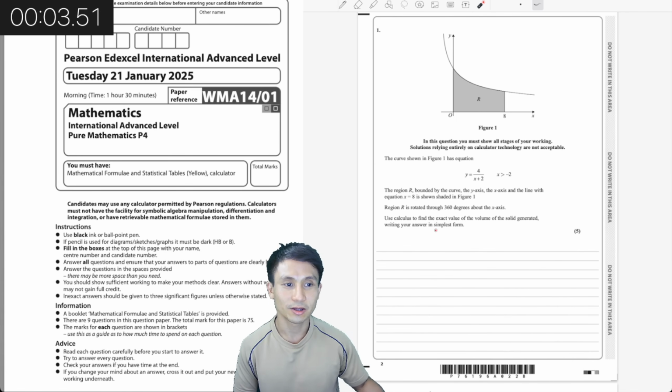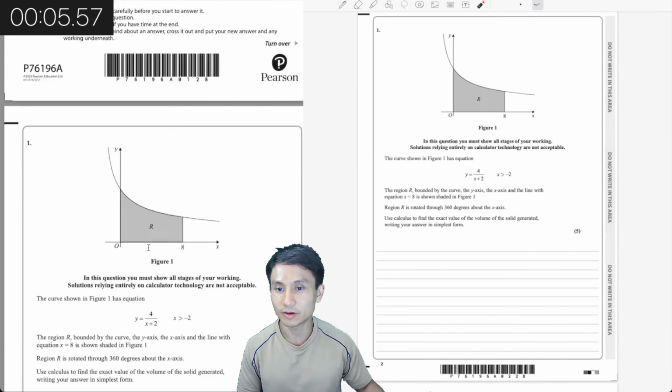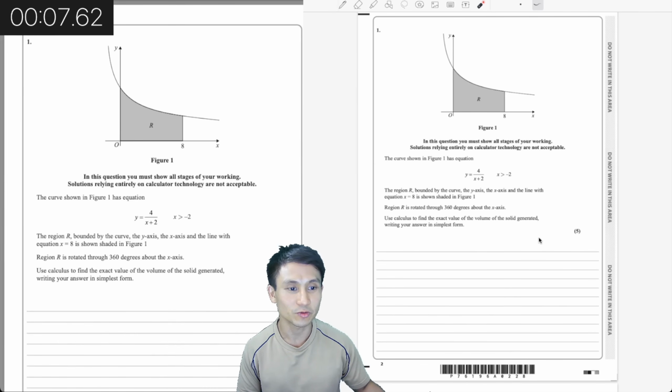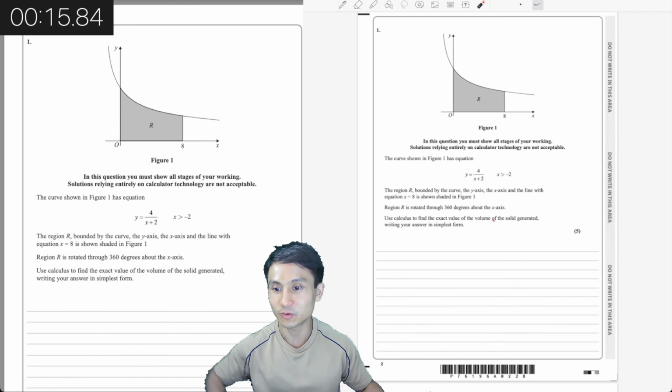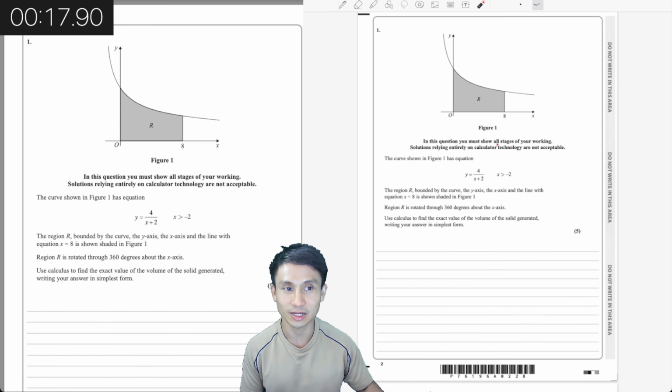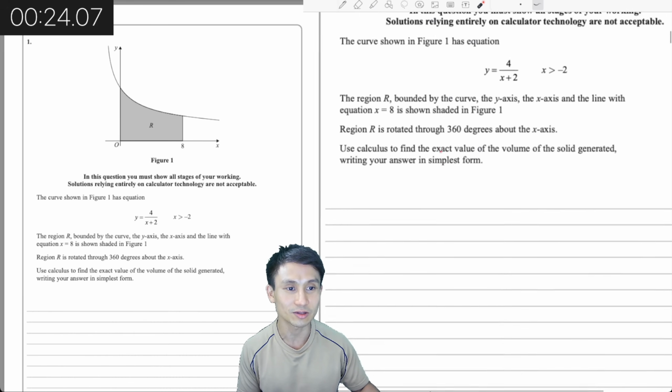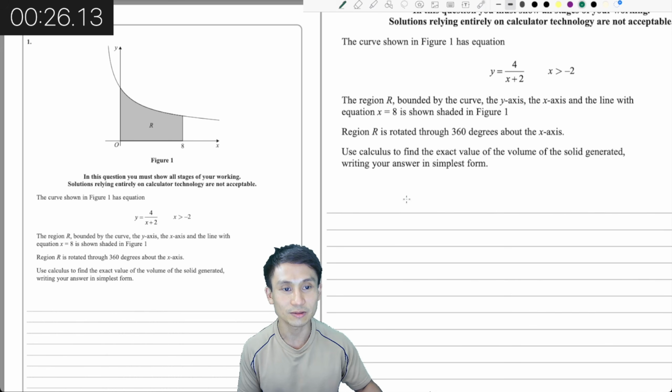So, this is question 1 of P4 January 2025. The curve shown in figure 1 has an equation, and the region R is bounded by the curve, the y-axis, the x-axis, and the line with equation x equals 8. So it's describing the area here. Region R is rotated through 360 degrees, so this is a solid of revolution.